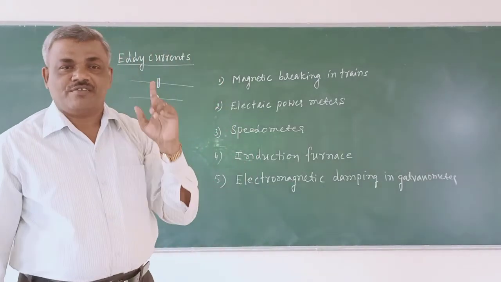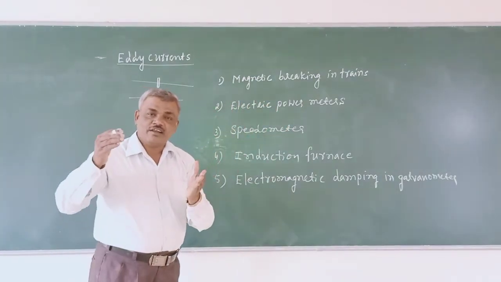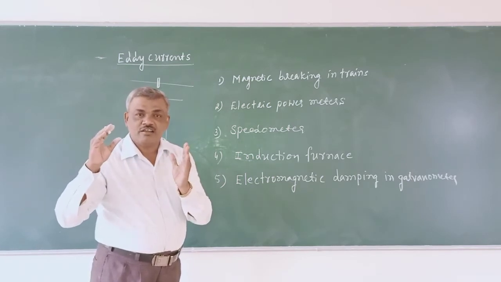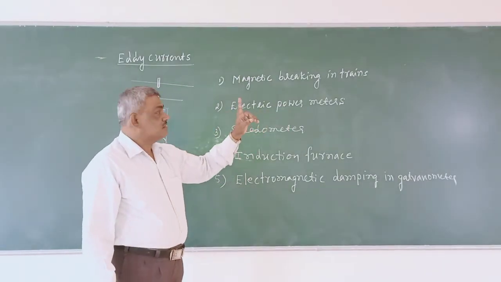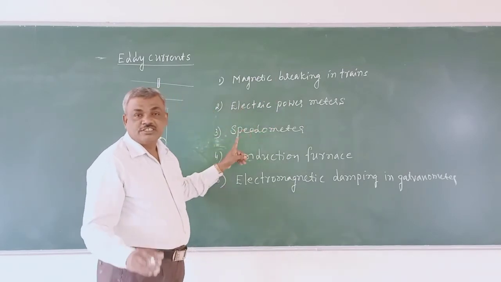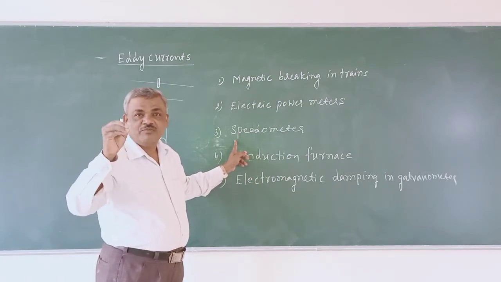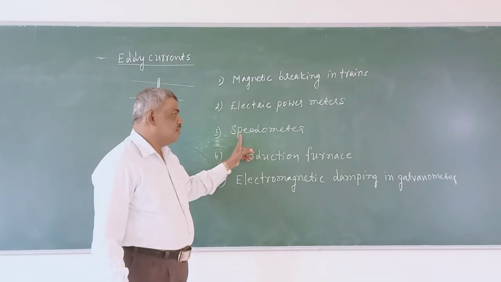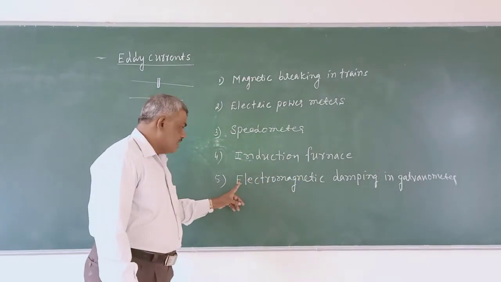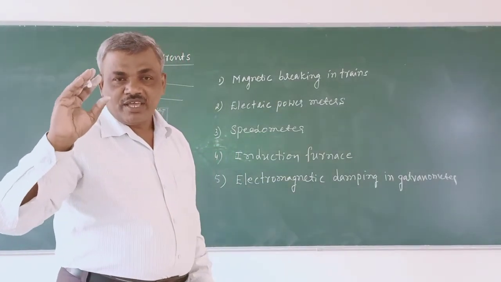Magnetic braking in trains. Second application, electric power meters. Today we have digital systems, but five years back, what kind of systems were used for electric power? So the applications are: magnetic braking in trains, electric power meters, and third, the speedometer. The speedometer is used to measure the speed of the vehicle. Then induction furnace and electromagnetic damping in galvanometer. So these are 5 important applications of eddy current.